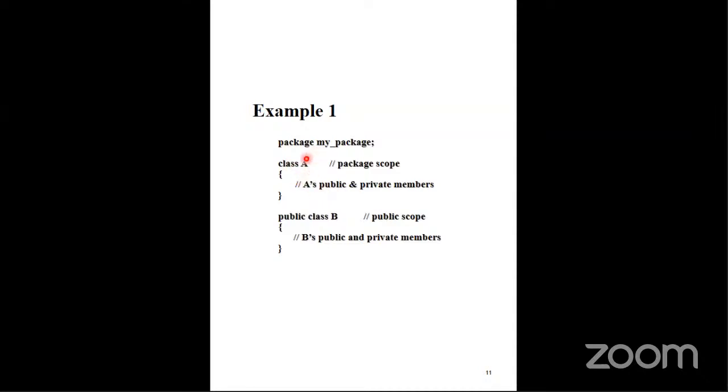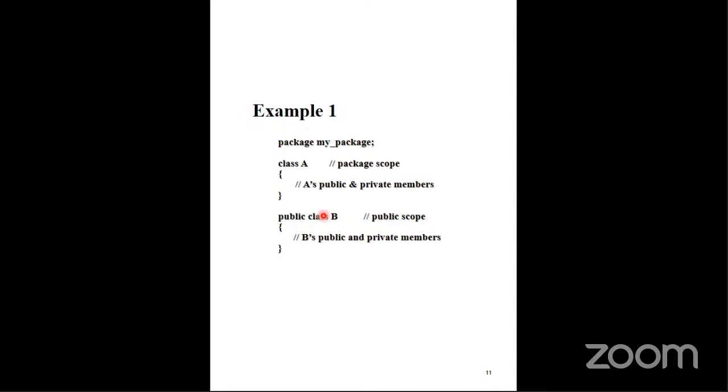So visibility of class A is restricted to my package only. Any class which belongs to my package can see class A, but visibility of class B is public. All the classes in my package as well as any class which is not in my package can also see class B because it is a public class. I hope this is clear.